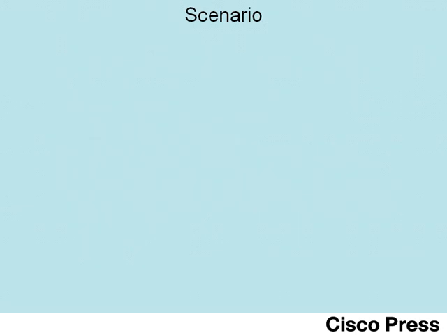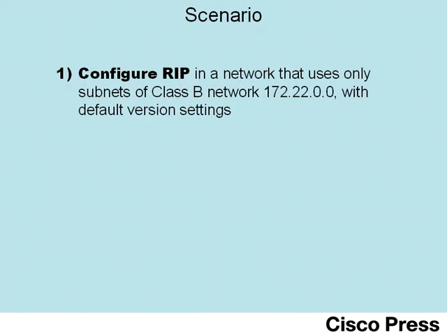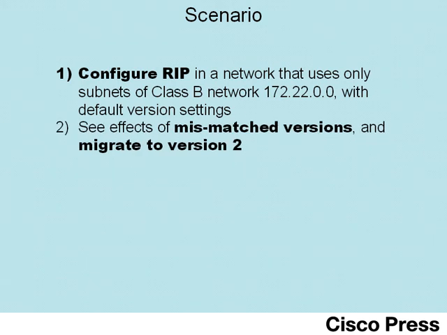This lab uses 2 main scenario steps to demonstrate RIP configuration. The first step shows how to configure RIP while ignoring the version settings so that a couple of routers are using the default version settings. In the second step, we'll see the effects of the mismatch version settings on the routers that use defaults versus a router that's configured for version 2, and then see the steps to migrate so all routers are using version 2.